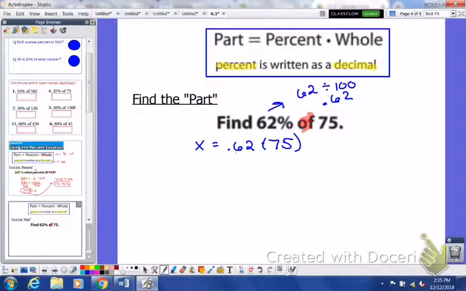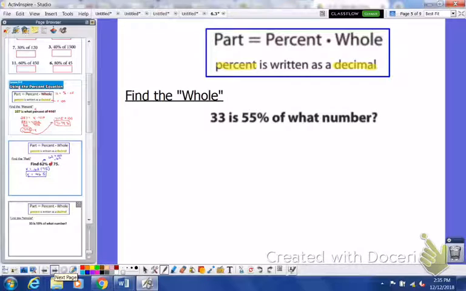So what is 62% of 75? Go ahead and multiply that out. 0.62 times 75 gives us x equals 46.5. We were just looking for a number this time. So there is your answer. There's an example of using the equation looking for a part. Okay, we did percent, we did part.